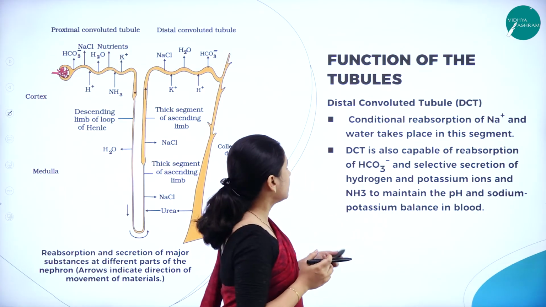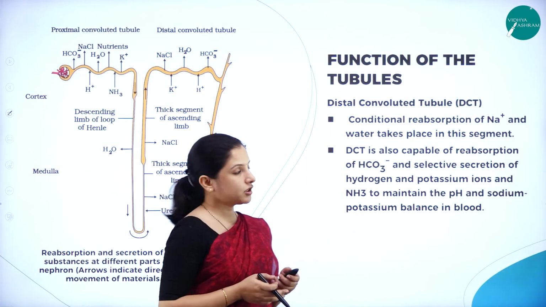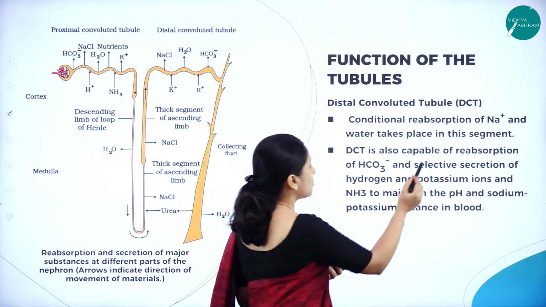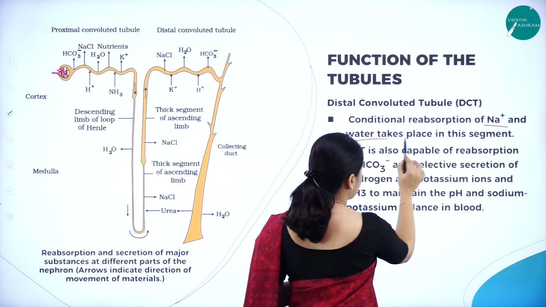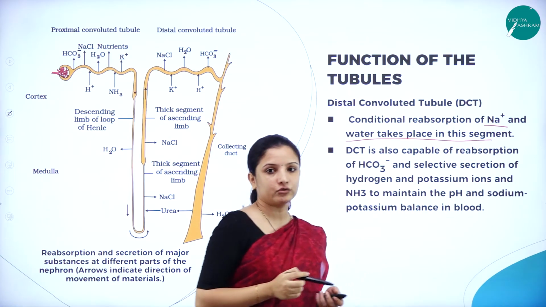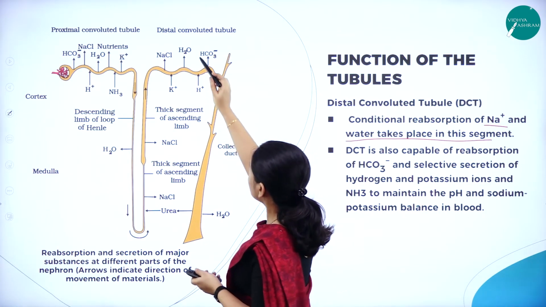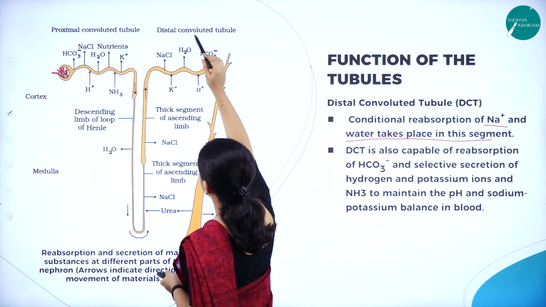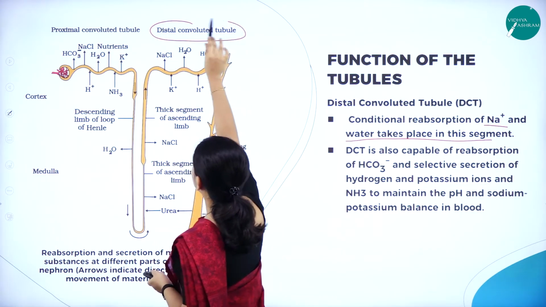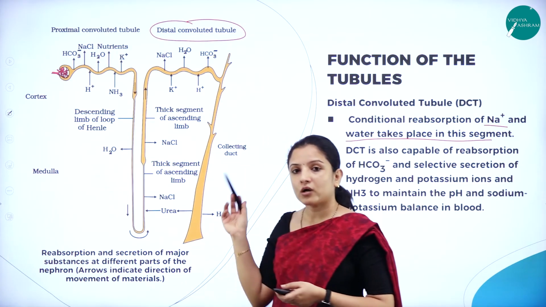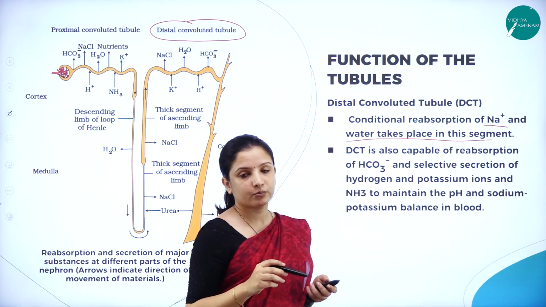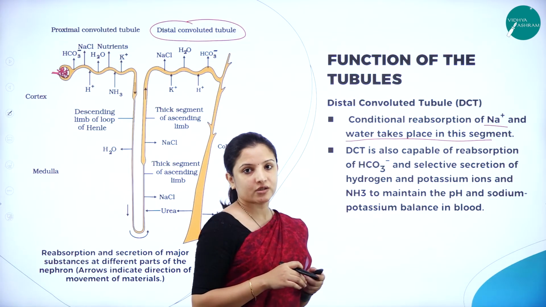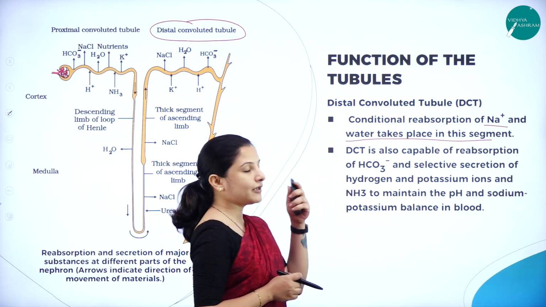Next, moving on to the distal convoluted tubule. Here the conditional reabsorption of sodium ions and water takes place. The ascending loop of Henle's continues to a highly coiled structure called the distal convoluted tubule. What is the function of the distal convoluted tubule? The function of the distal convoluted tubule is reabsorption of sodium ions and water.